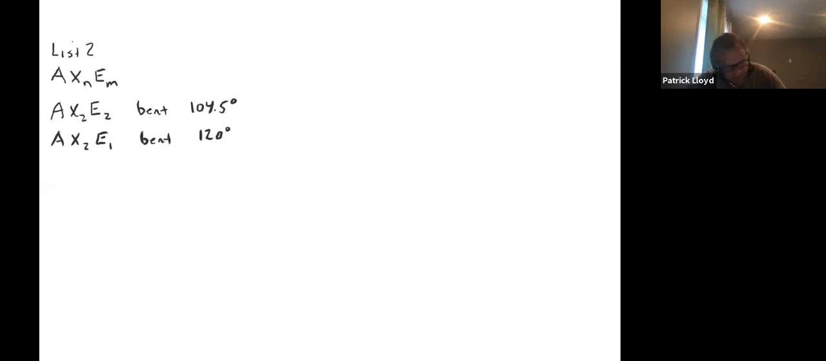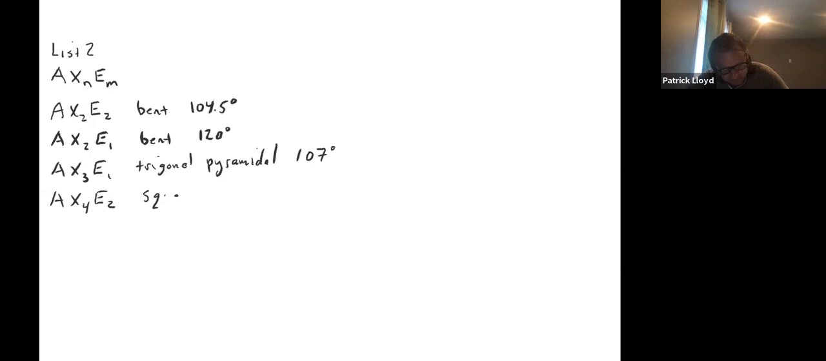And then the next one is AX3E1. And this one has a fancy name, Trigonal Pyramidal. Okay, and this one is 107 degrees. Okay, so there's three. Let me show you one more. AX4E2. And this one's called square planar. And it's 90 degrees.